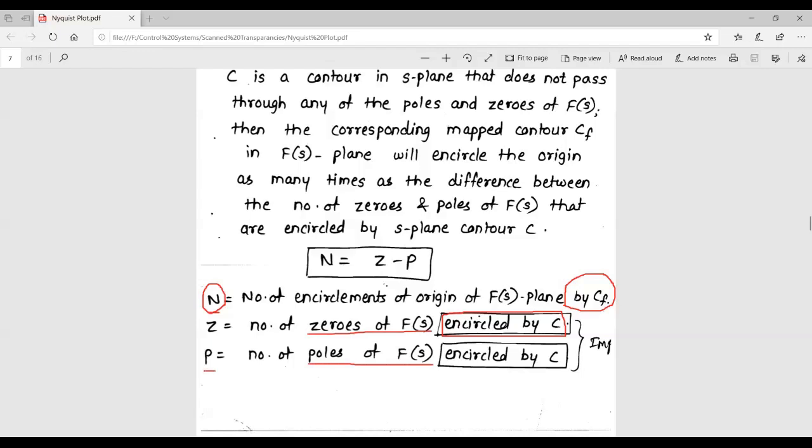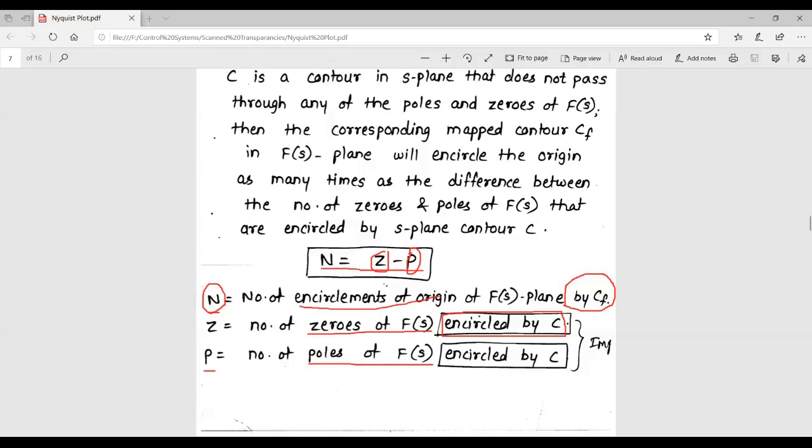So suppose when we have only contour C, value of Z is known to us, value of P is known to us, how many zeros and poles are encircled by original contour C in S plane, that we know. And now after sketching CF, that is in f of s plane, the mapped contour is sketched. After sketching that, how many times this CF is encircling the origin, that is value of n. If this condition gets satisfied, Z minus P is equal to n, then we say that the mapping theorem is satisfied. That mapping theorem is true.